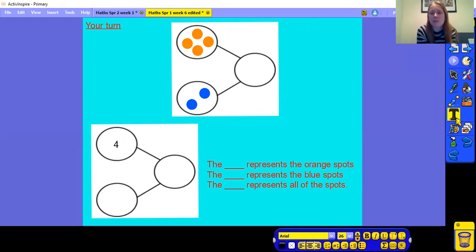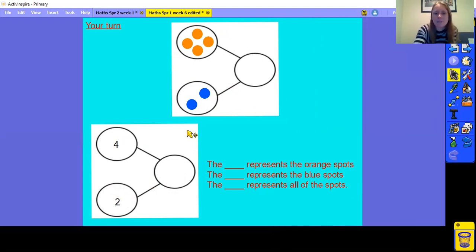Now let's have a look at the blue spots. I'm not going to count them this time. I can see that there are 2. I'm going to write the numeral 2 here, and that represents the 2 blue spots. So my part whole tells me I have 4 orange spots and 2 blue spots.